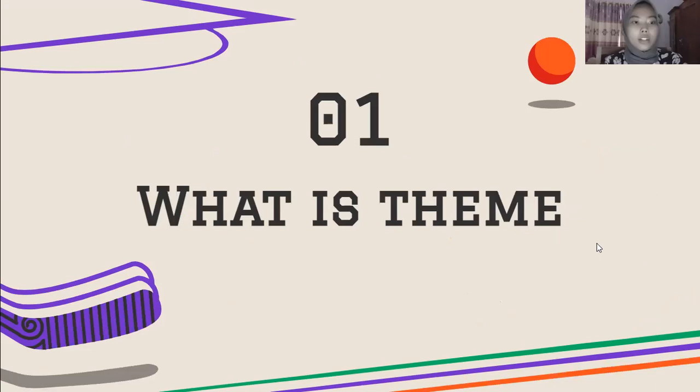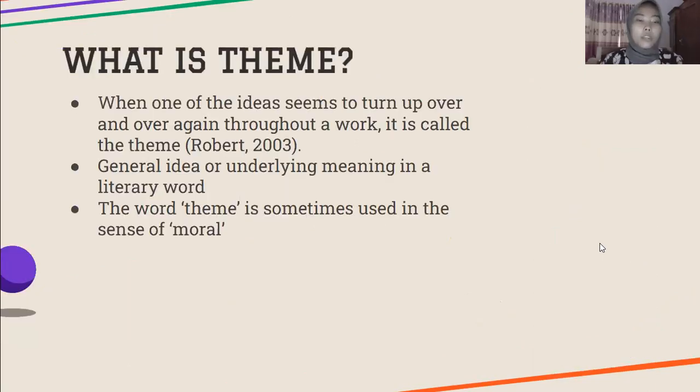Okay, thank you, Zulfa. So for the first topic, it will be about the definition of theme. When one of the ideas seems to turn up over and over again throughout a work, it is called the theme. So when you read a literary work and you notice that there's an idea that keeps turning up over and over again throughout the work you read, that's the theme of the story.